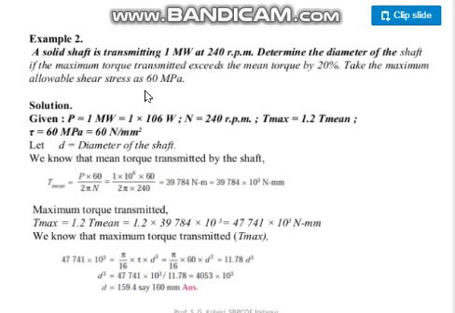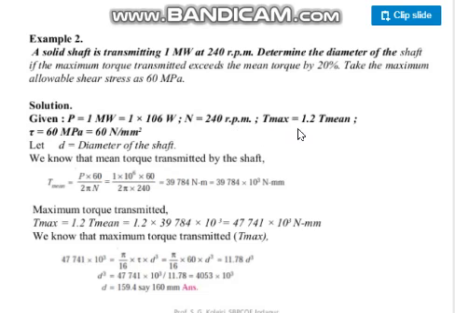Take the maximum allowable shear stress 60 MPa. That is the permissible tau. Okay. So the power is 1 megawatt. That is 1 into 10 to the power 6 watts. Sometimes the computer typing gives problems. Okay. And then the speed N is 240 rpm.